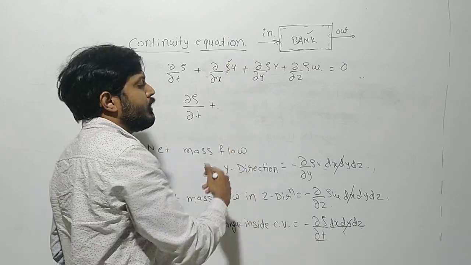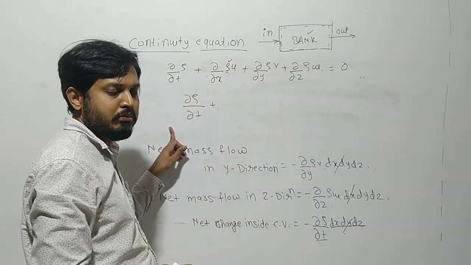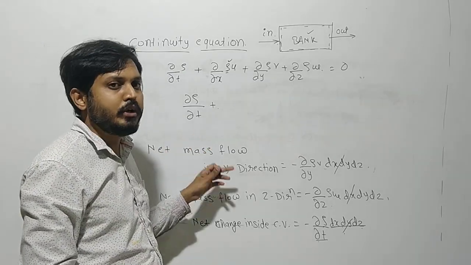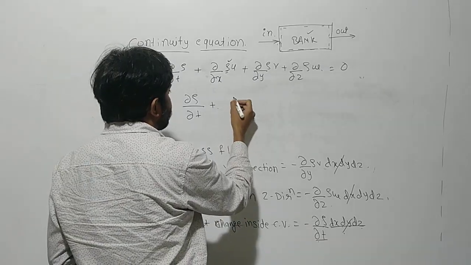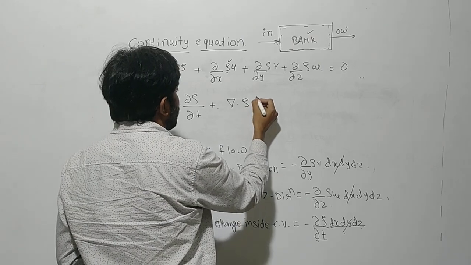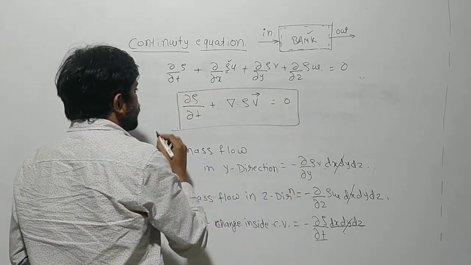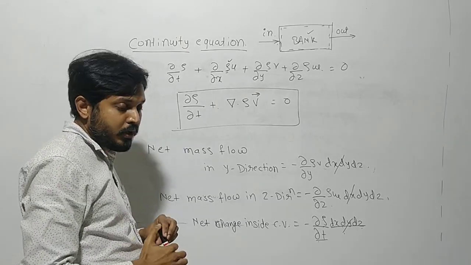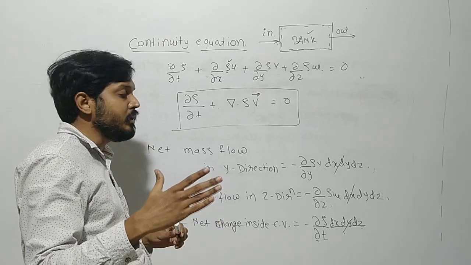See, rho may be variable or it may be constant. If rho is constant, then your fluid will be incompressible, and if rho varies, then we can say our fluid is compressible. Now I can directly write this as del rho by del t plus the divergence of rho v, equal to 0. This is nothing but your continuity equation for an infinitesimal small element fixed in space.